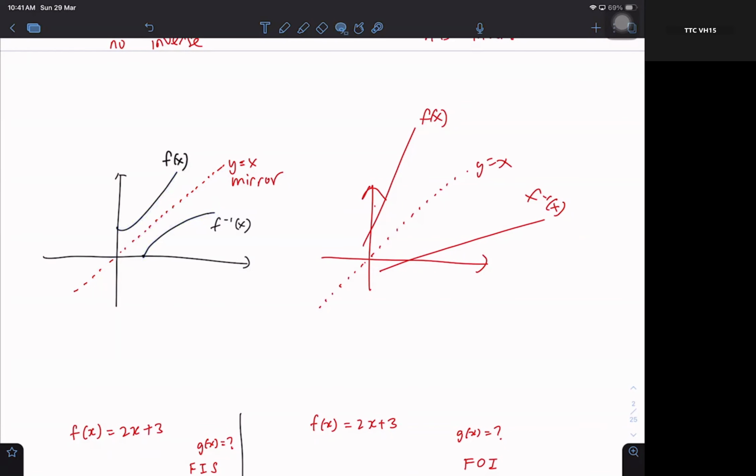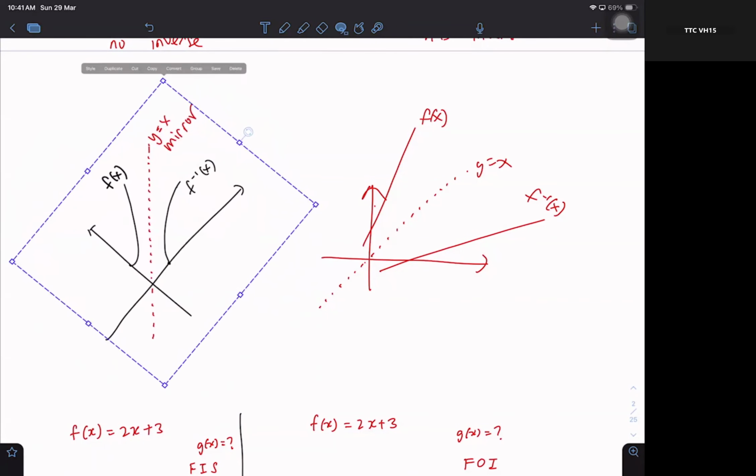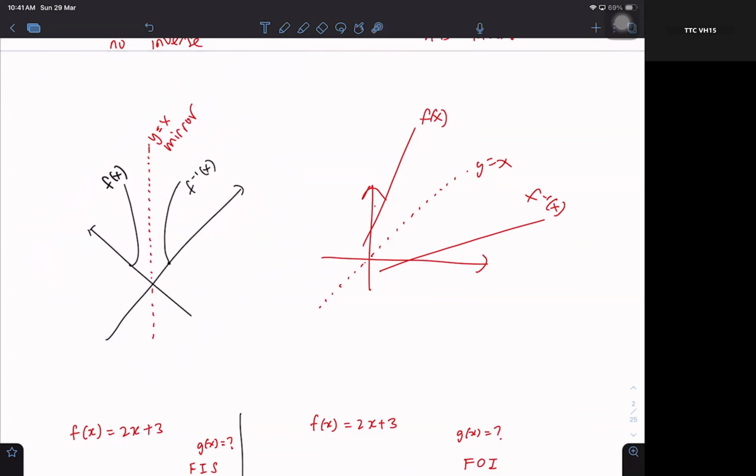Understand? You can do it like this, you see, you just turn your book around, turn your book a bit, then just do the reflection like a mirror. This becomes this, here becomes here. Understand?